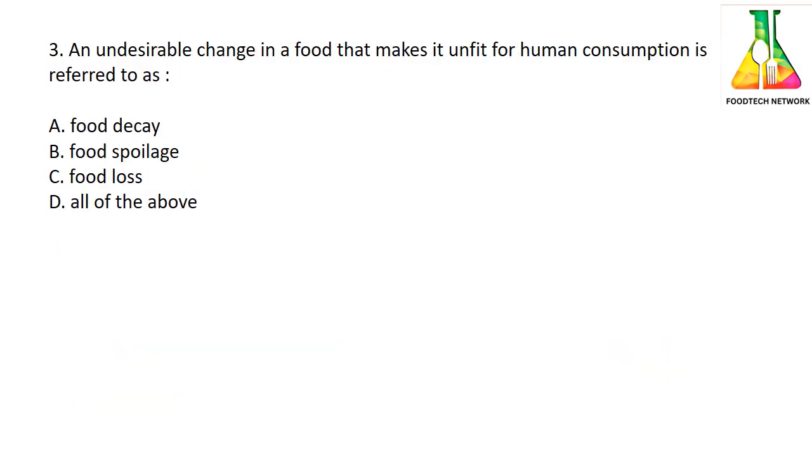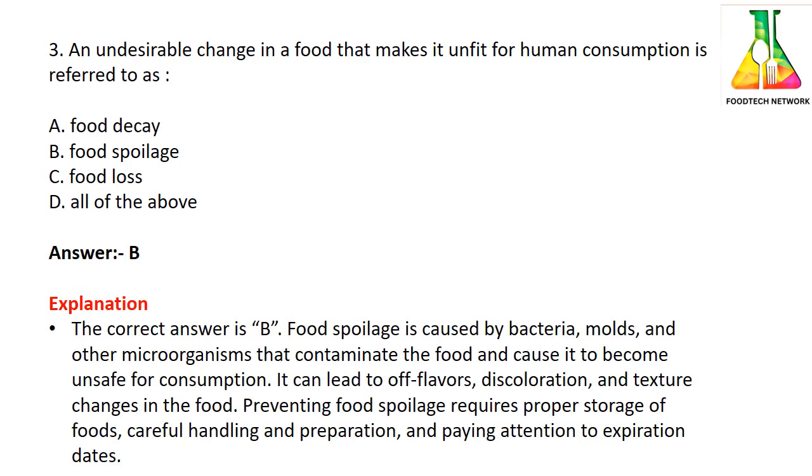An undesirable change in a food that makes it unfit for human consumption is referred to as a dash. Option A, food decay. Option B, food spoilage. Option C, food loss. And option D, all of the above. So the right answer is B, that is food spoilage.